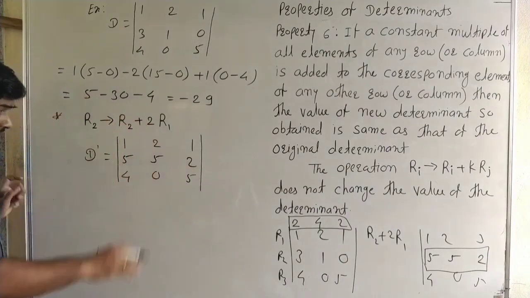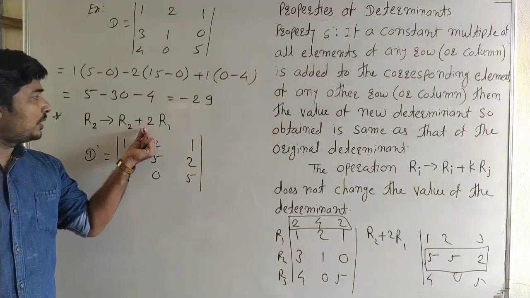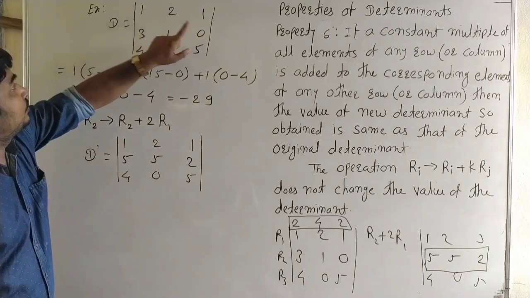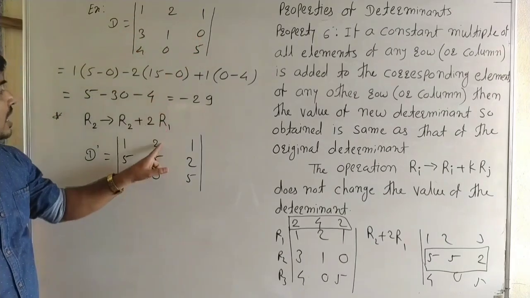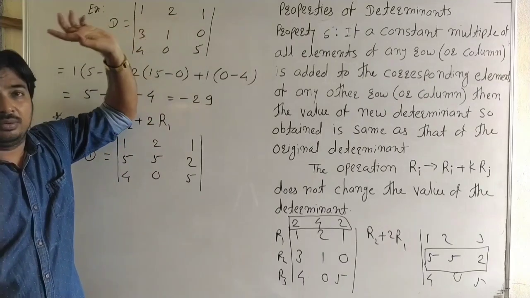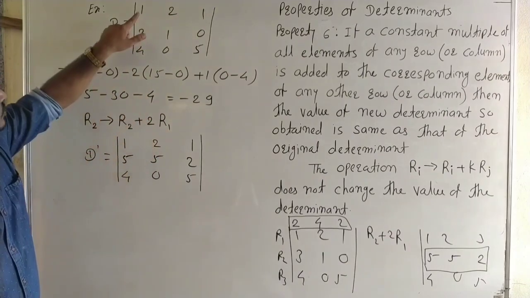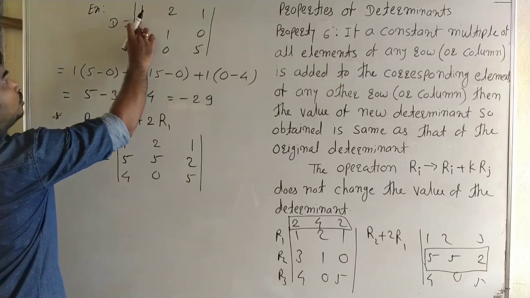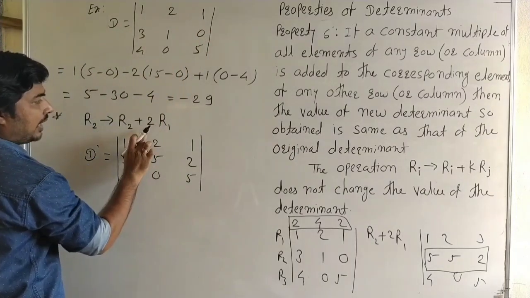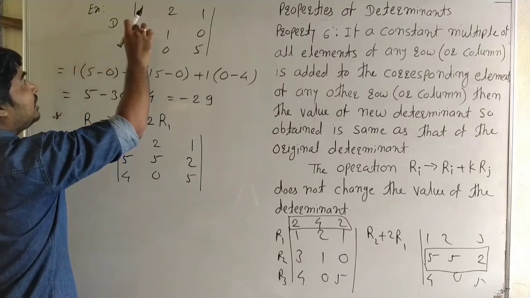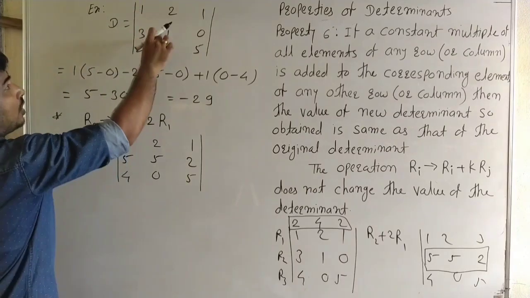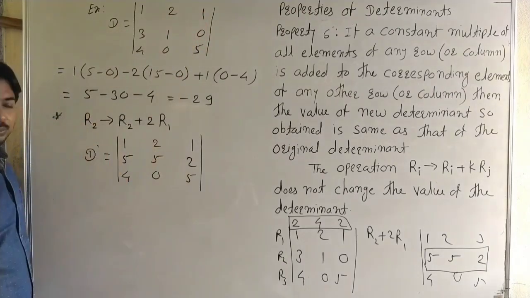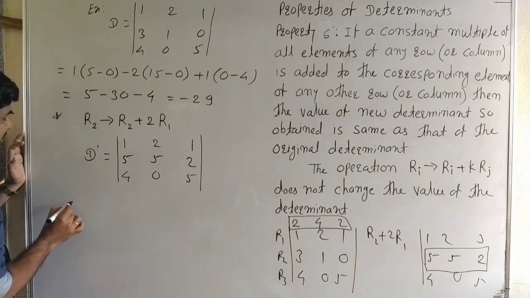See carefully. The calculation is R2 plus 2 R1. R2 is 3 1 and 0, R1 is 1 2 1. We multiply R1 by 2, so it is 2 4 and 2. Therefore 3 plus 2 we get 5, 1 plus 4 we get 5, and here 0 plus 2 we get 2. Okay, and now we find the determinant of this.